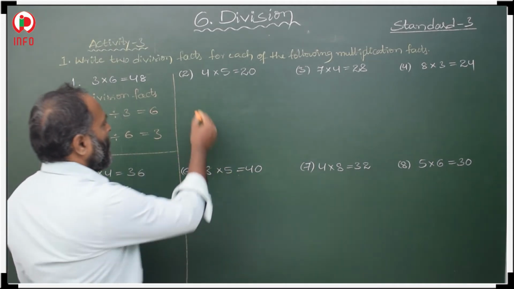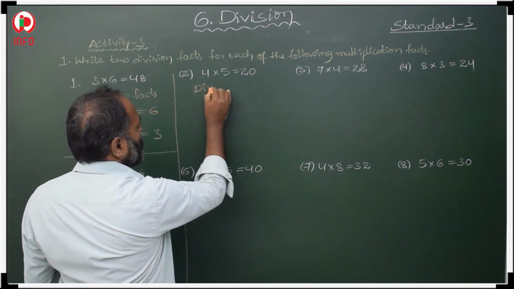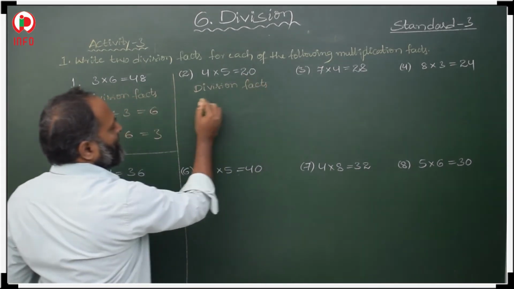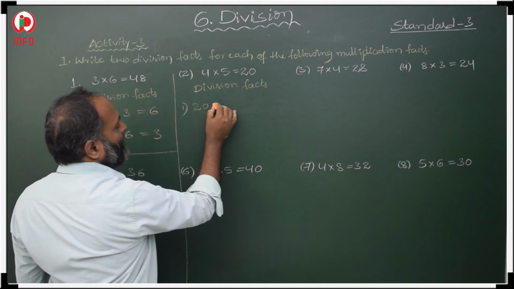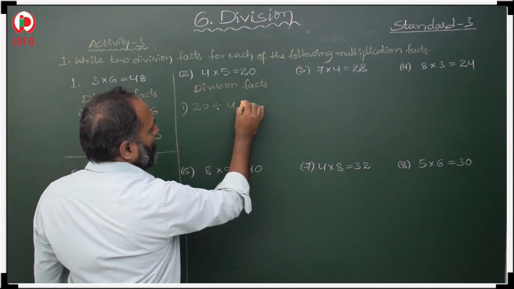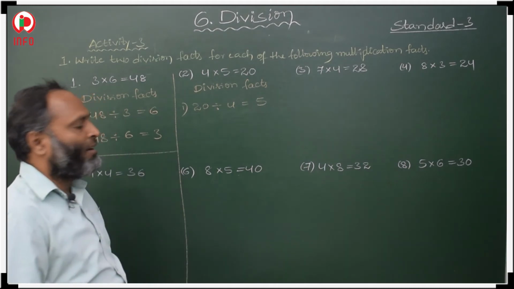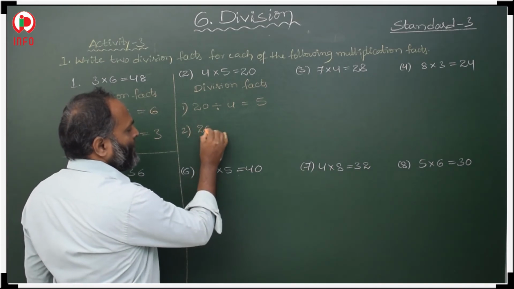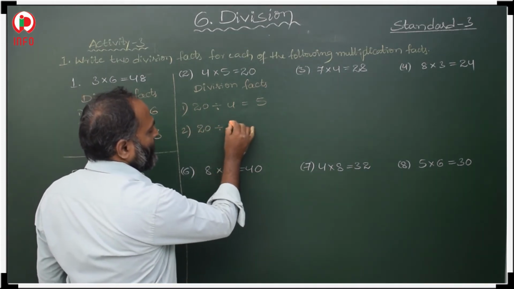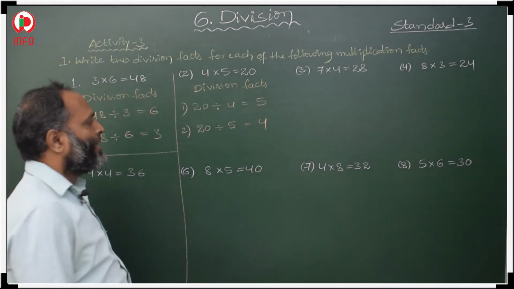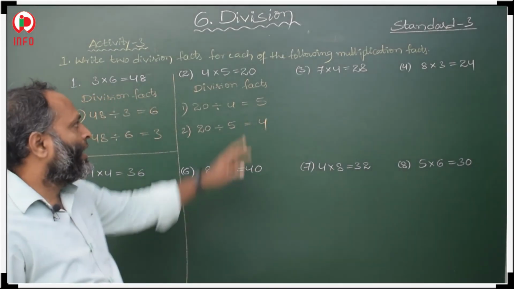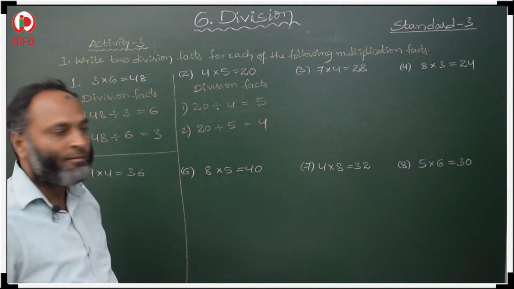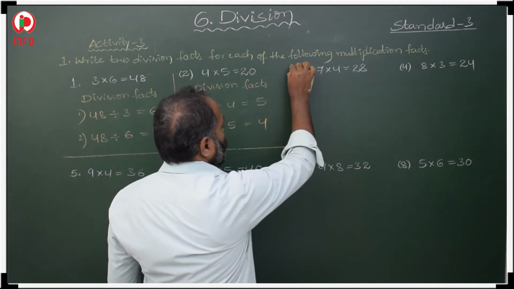In the same way, division facts. The first product is divided by the first factor, then you will get the second factor as your quotient. Then the product is divided by the second factor, and the first factor is your quotient. 20 divided by 4 is equal to 5, 20 divided by 5 is equal to 4. This is a division fact.